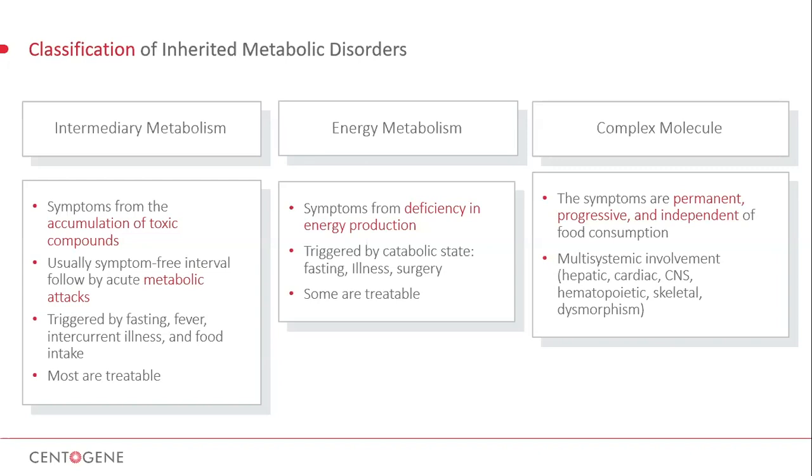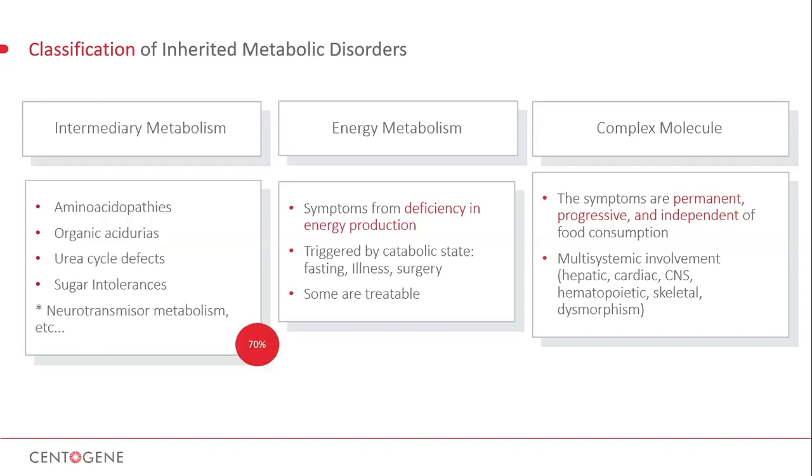Now, for intermediary metabolism disorders, the symptoms arise from the accumulation of toxic compounds, and they usually arise in an otherwise healthy baby with an initial symptom-free interval, followed by deterioration that may be caused or triggered by some high metabolic states like fasting, an intercurrent illness, or maybe food consumption. And well, fortunately, most of them are treatable. This is the most numerous group of disorders, accounting for about 70% of the total cases.